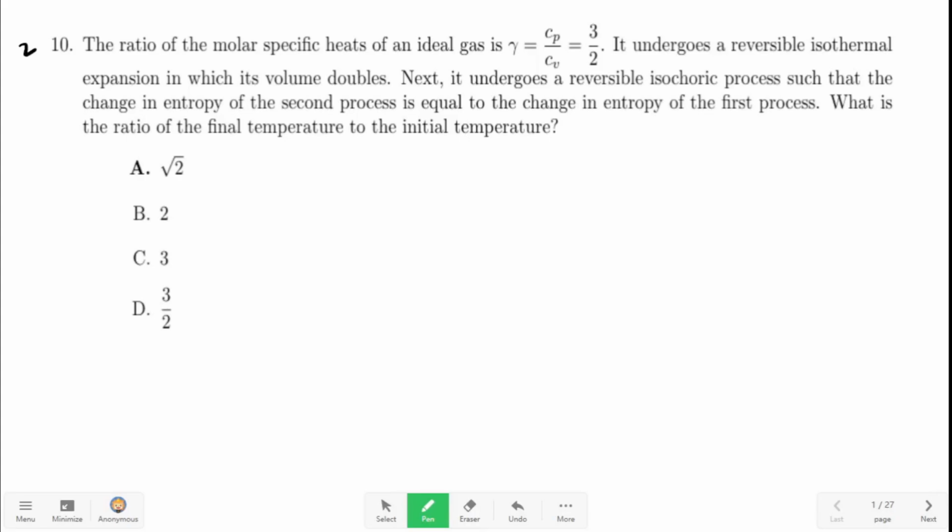In this problem from JEST 2024, we are given an ideal gas. Its adiabatic index gamma is equal to 3 by 2. It undergoes two processes. The first one is reversible isothermal expansion. In this process, its volume is doubled.